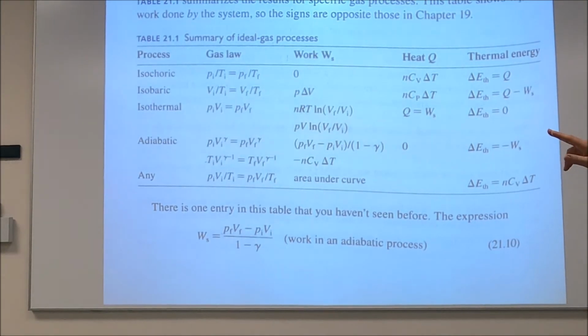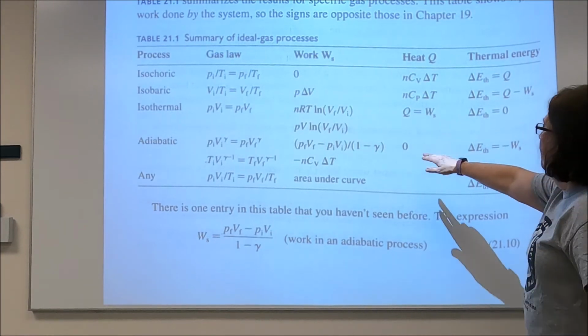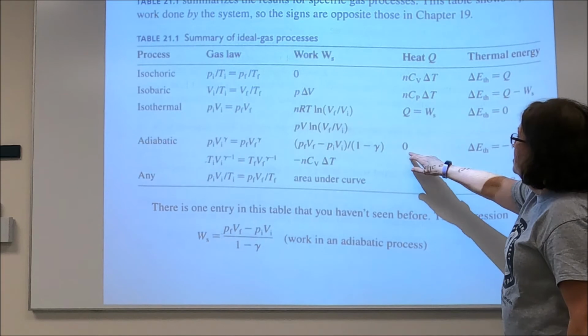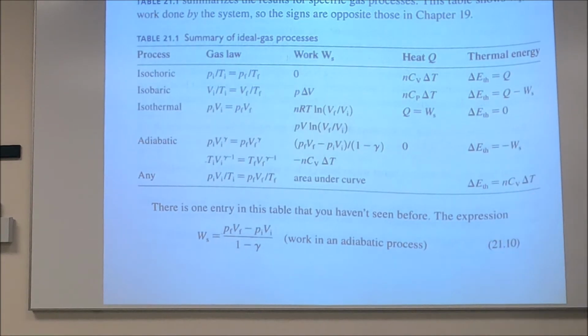A was adiabatic. So heat was 0, and the change in thermal energy is minus W_s. And in A, W_s was positive, so the change in thermal energy of our system was negative. Okay? Now let me show you the picture again, and then I'm going to show you my chart.